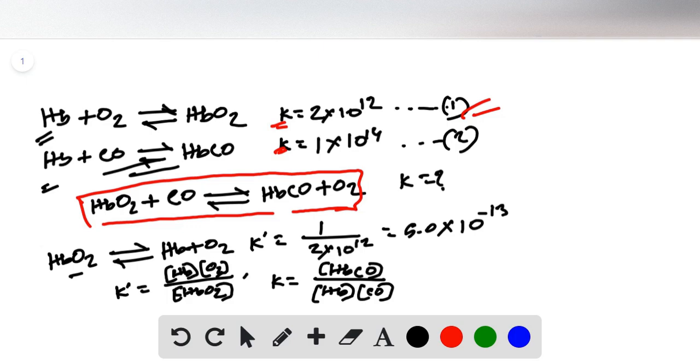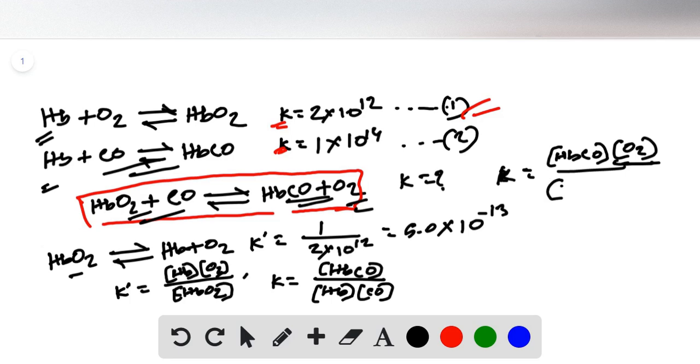And for the equation, we need to find the equilibrium constant. Here our K is HbCO times O2 from these two, and put it over these two here, HbO2 times CO.